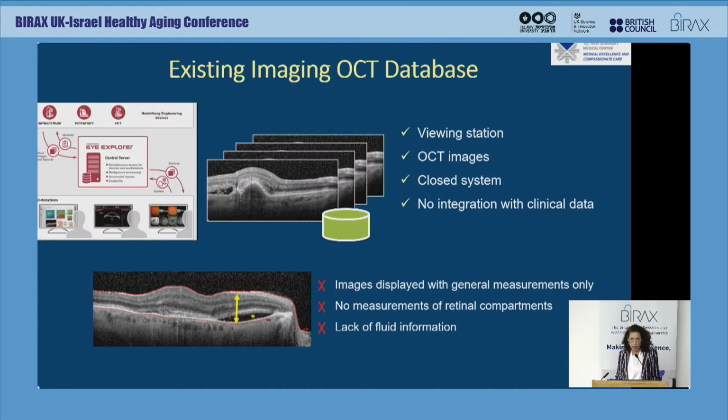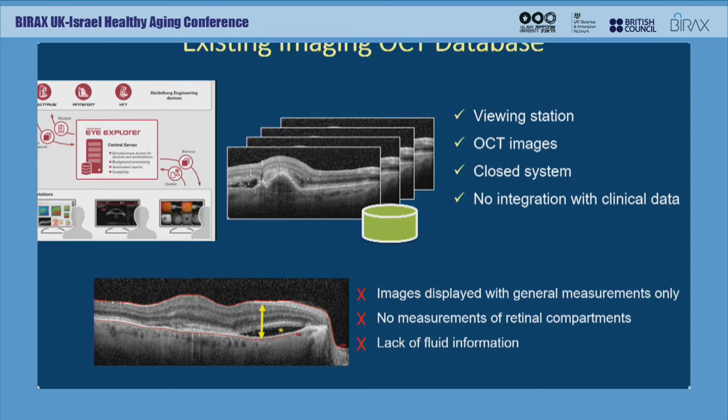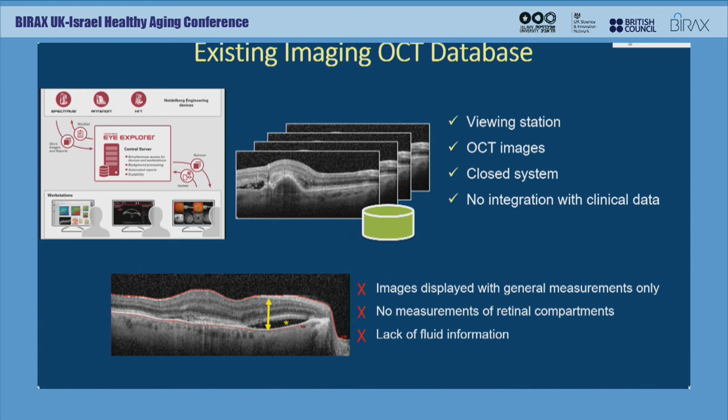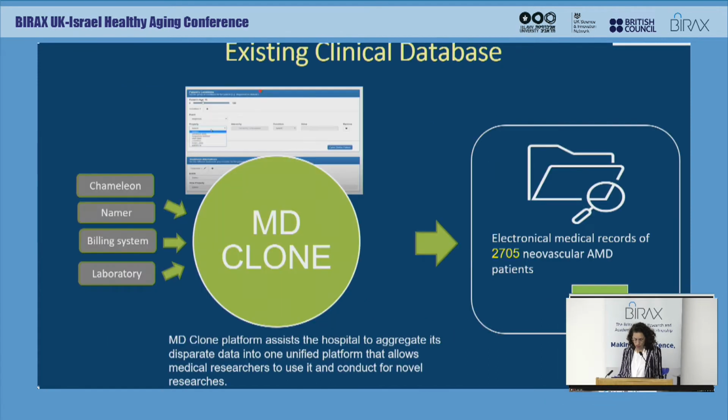So today when a patient comes in, he undergoes these OCT images, and then we need to view the images on a closed system, have a look one by one and compare between the images. And there's no integration of the clinical data of the patients inside this system. Furthermore, we don't get segmented analysis of the images. We only get a general number, what the retina looks like, what the measurements are, and there's no information about the fluid. And as I explained to you previously, this is the main trigger in order to decide if the patients need to be treated.